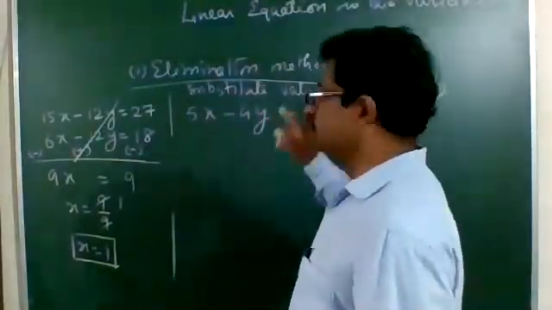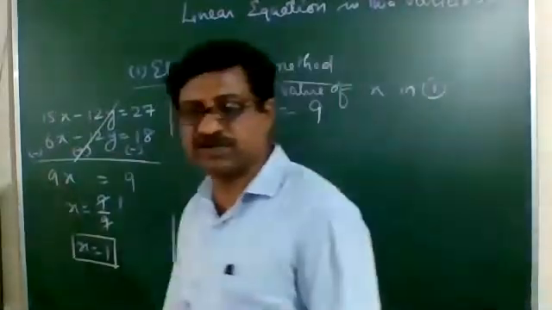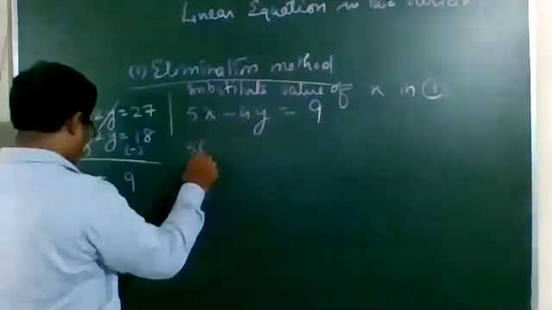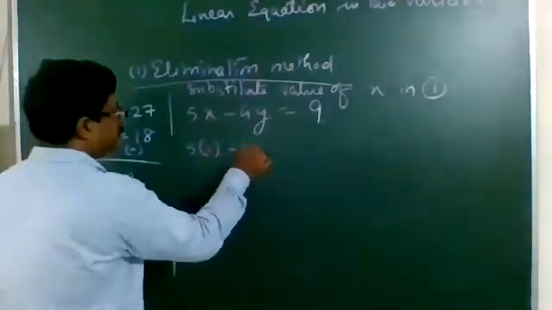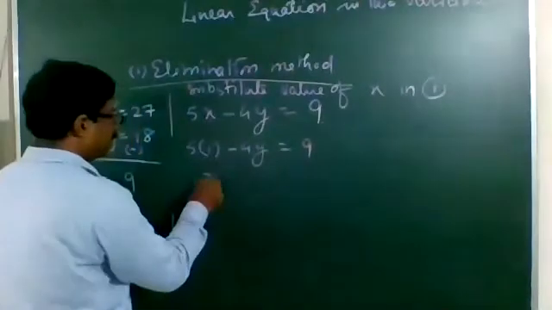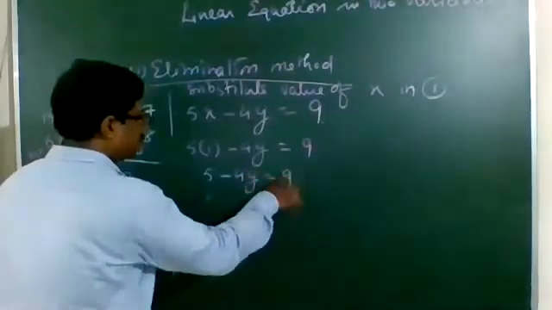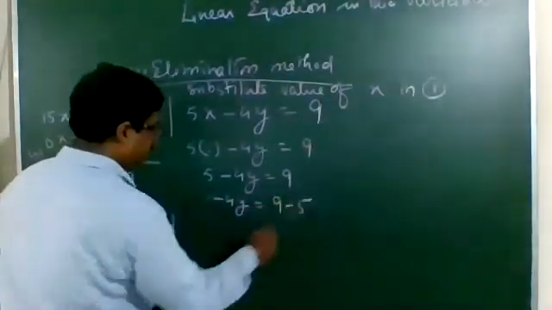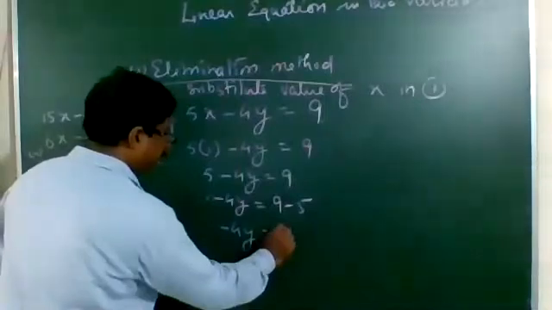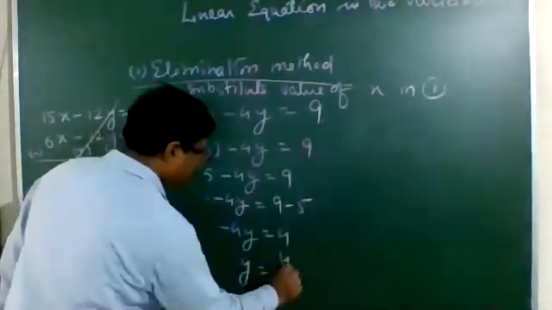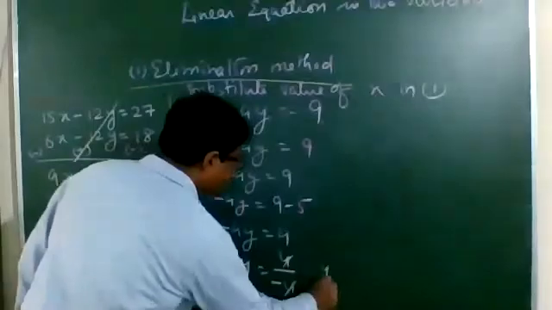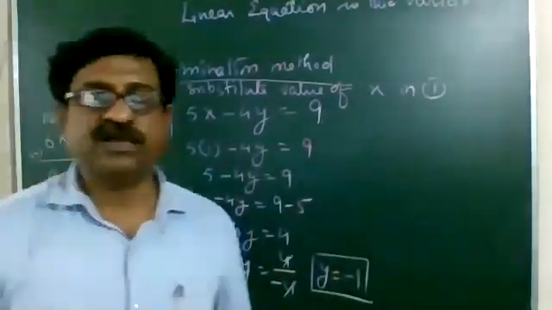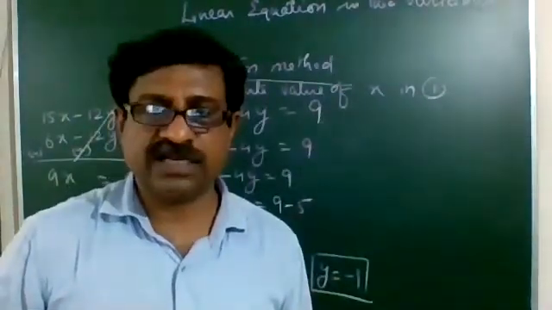5x minus 4y equal to 9. This is the first equation and we try to substitute the value of x here. Value of x we got as 1. We put 5 into 1 minus 4y equal to 9, or 5 minus 4y equal to 9. Minus 4y equal to 9 minus 5. Minus 4y equal to 4. Or y equal to 4 upon minus 4, which is equal to minus 1. That is the value of y. Therefore, the values of x and y we got are 1 and minus 1.